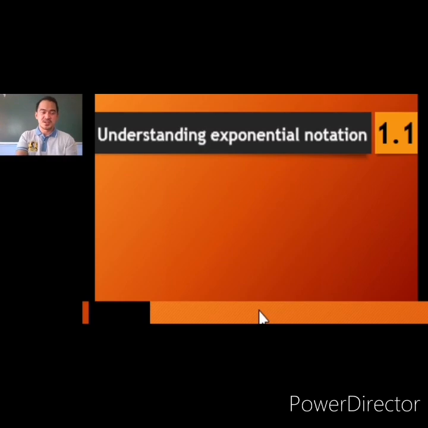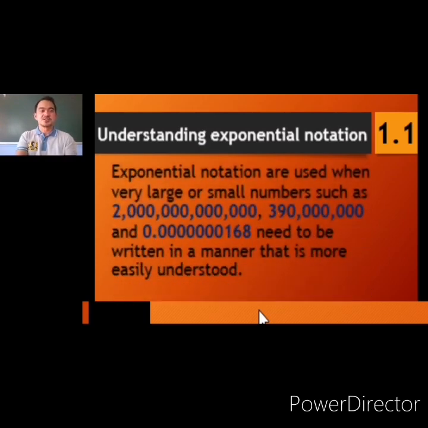Understanding exponential notation. Exponential notation is used when very large or small numbers such as 2,390,000,000 and 0.00000000168 need to be written in a manner that is more easily understood. Imagine how heavy or how big the earth is, how many atoms are in a glass of water, or how small the proton is.